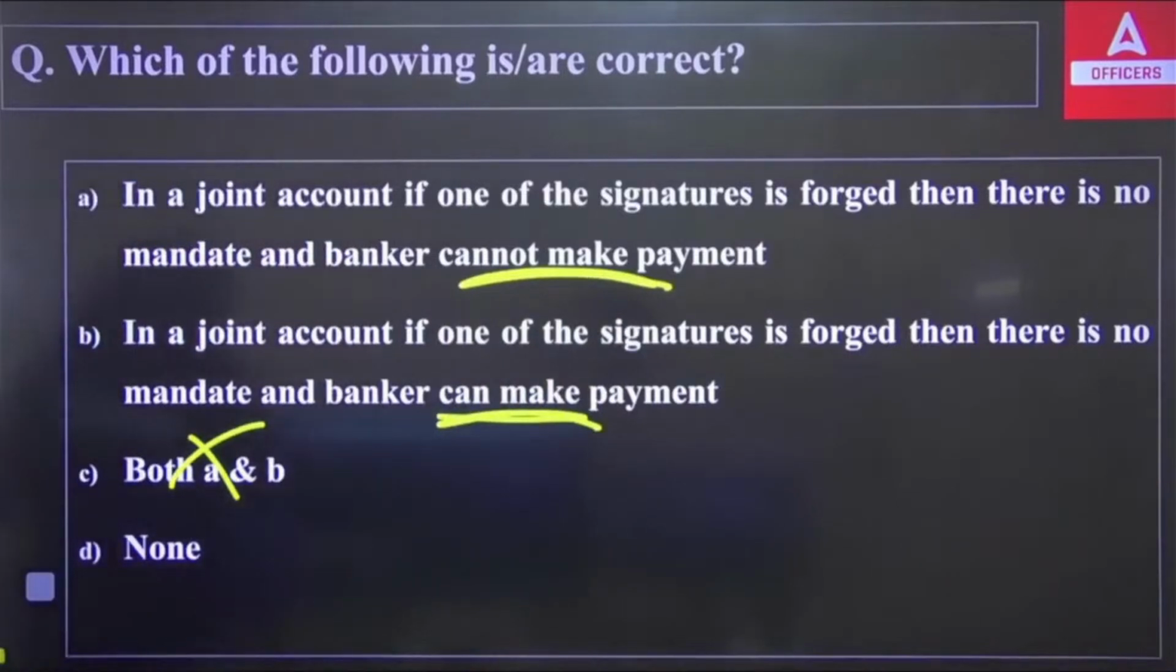So which of the following is correct? In case of a joint account, if one of the signatures is forged, then there is no mandate, and the banker cannot make payment, or the banker can make payment. What do you think? Which of the following will be correct? A, B or D? It can't be C. So you have to find out A, B or D.